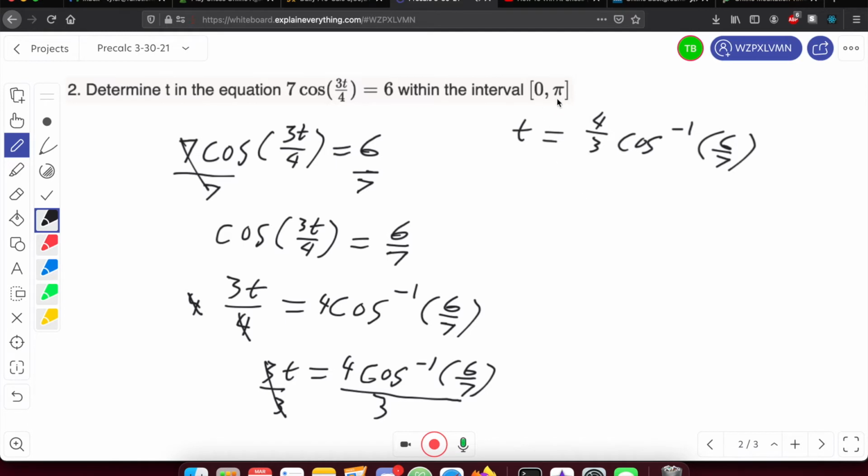Now we just have to check that it's within the interval. I know for a fact that this is equal to roughly 0.72. And since pi is 3.14, this is within the interval.